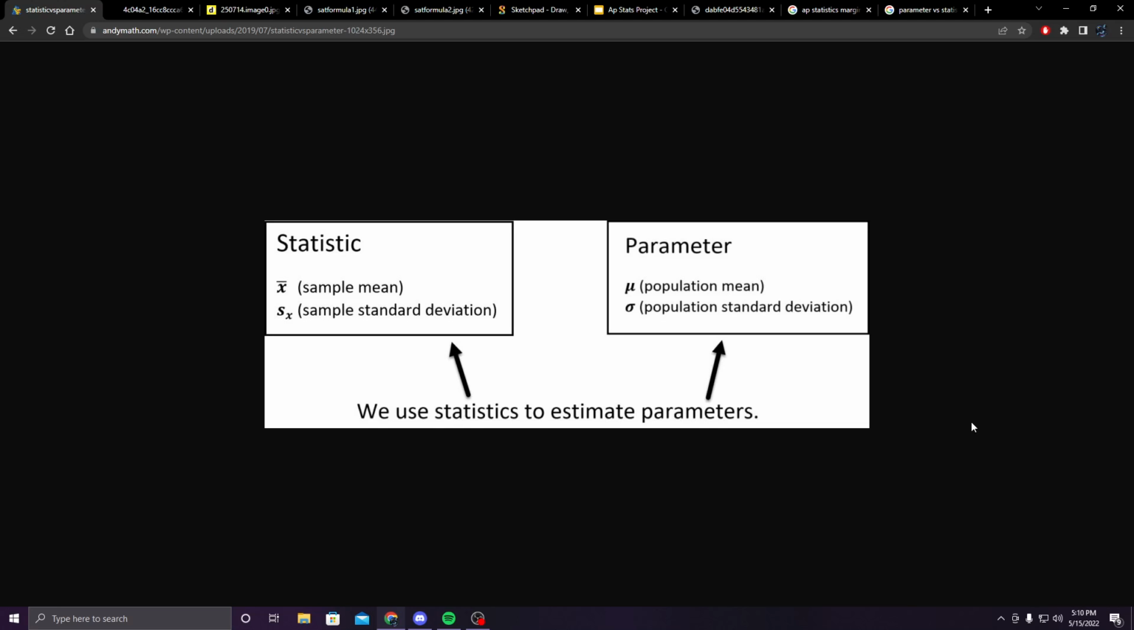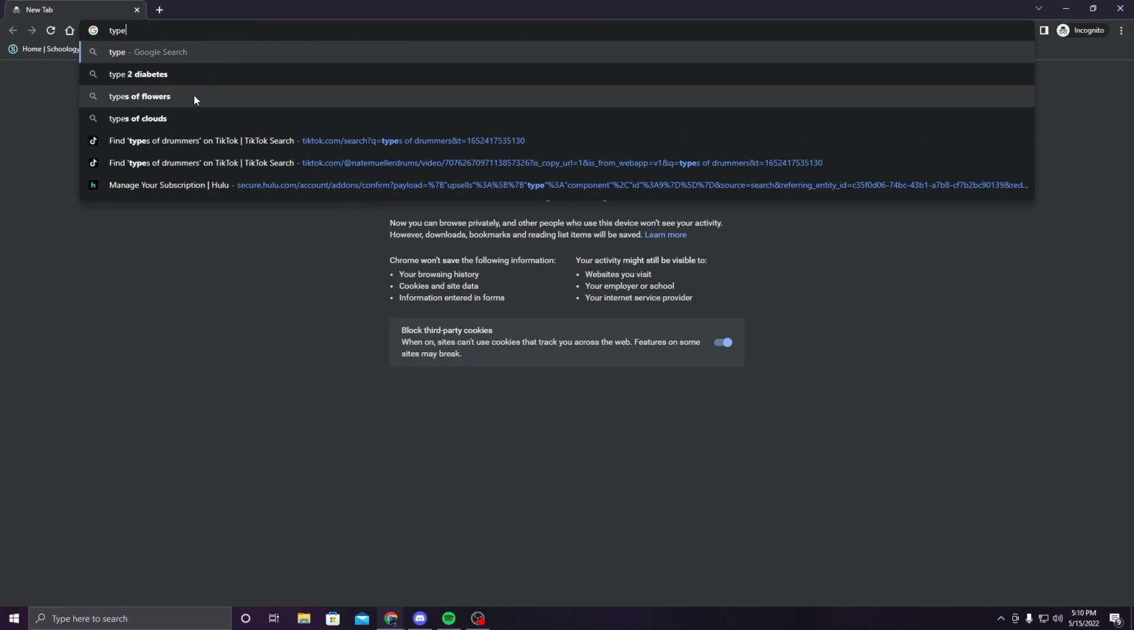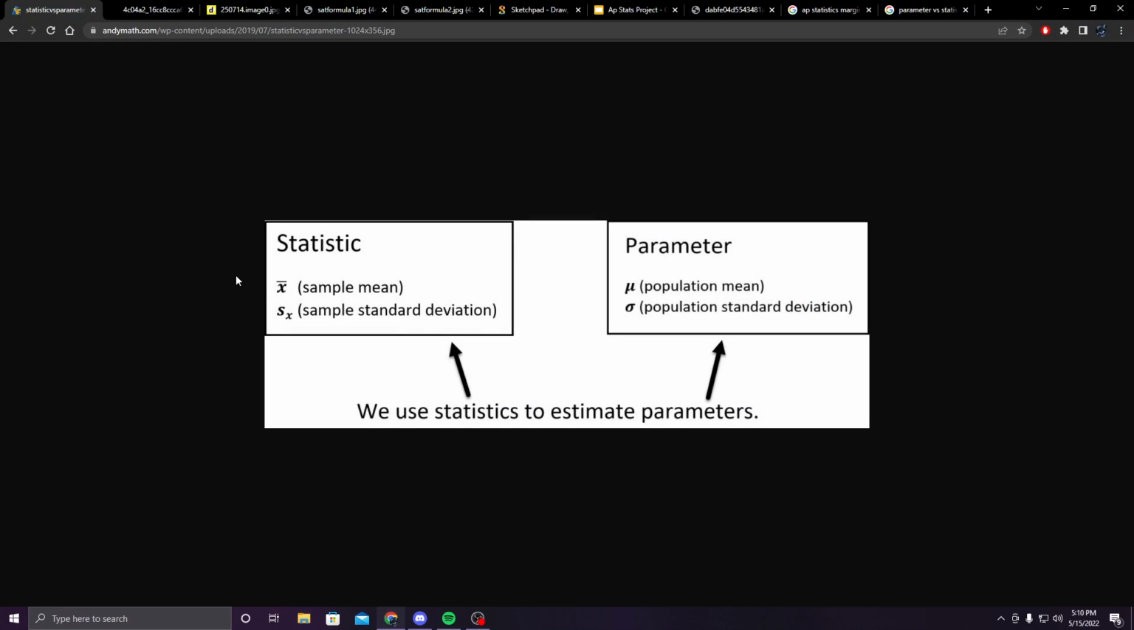And actually, I need to add an extra. Here, I'm actually going to make that right now. Type 1 error. Actually, I don't even need a visual for it. But we either reject it or we fail to reject it, and we never accept, no matter what.